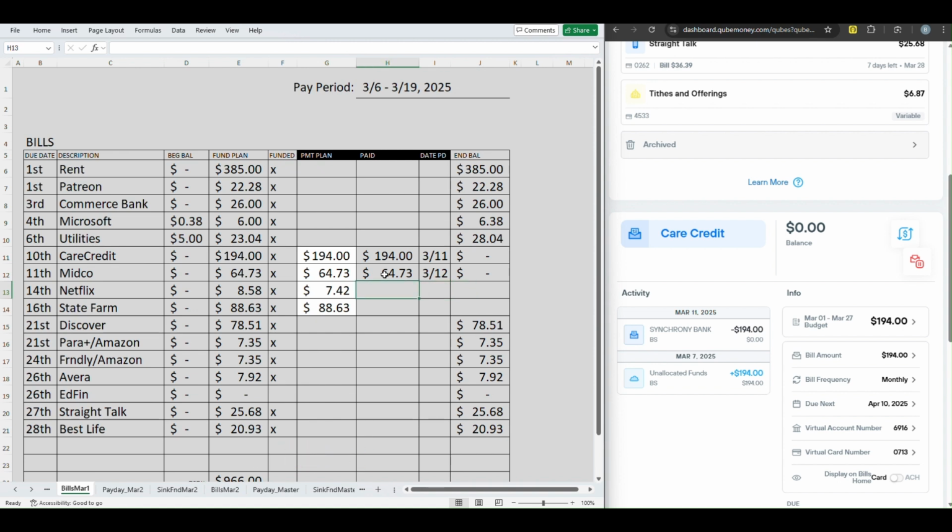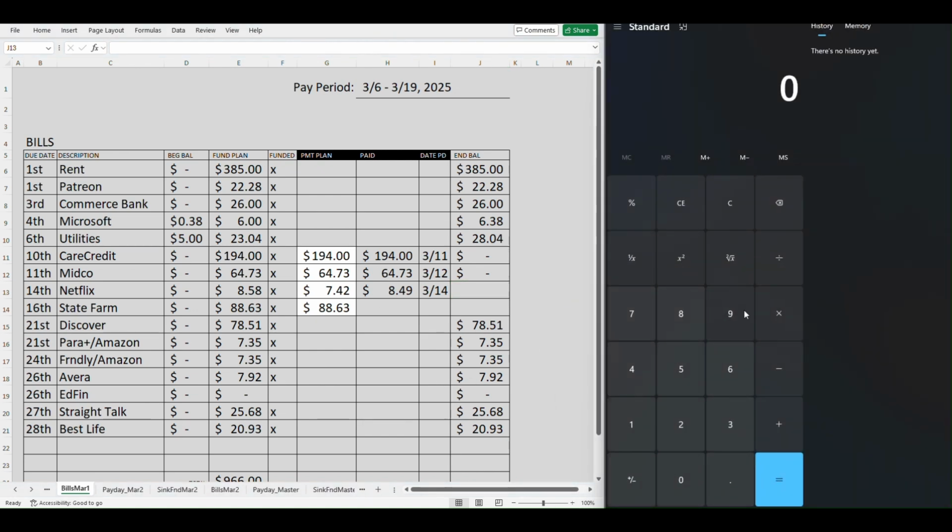And in both cases, for both Care Credit and Midco, I only had enough money in the envelopes to cover the bill. But as you see here with Netflix, I had put in $8.58 and I only needed to pay $8.49. And so there's going to be a difference there, which means that I'll end the pay period having a balance in that envelope. So my balance, unlike Care Credit and Midco where the balance is zero, I'm taking $8.58 minus the actual amount that I paid, $8.49, and the balance is now 9 cents. So I should have 9 cents in that envelope.